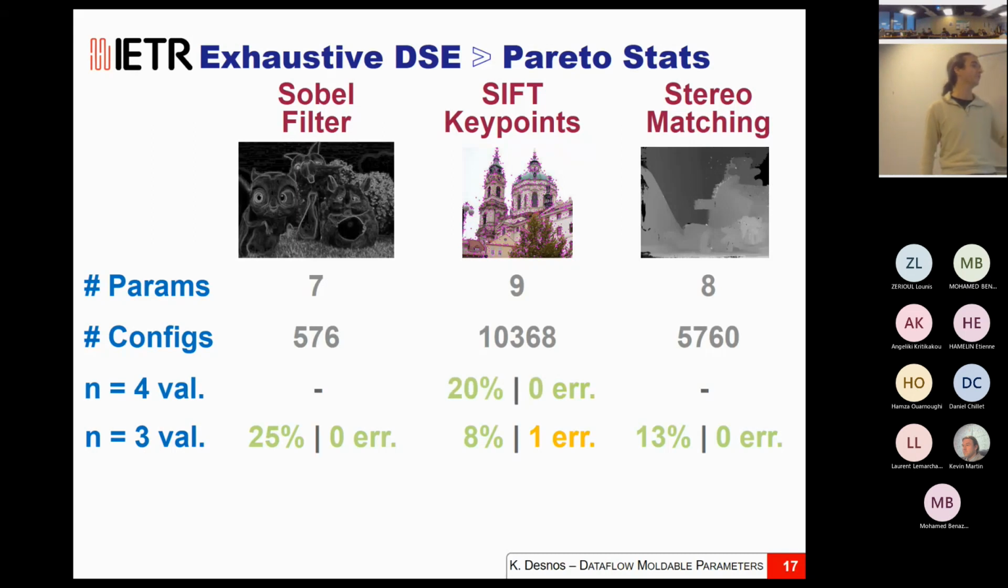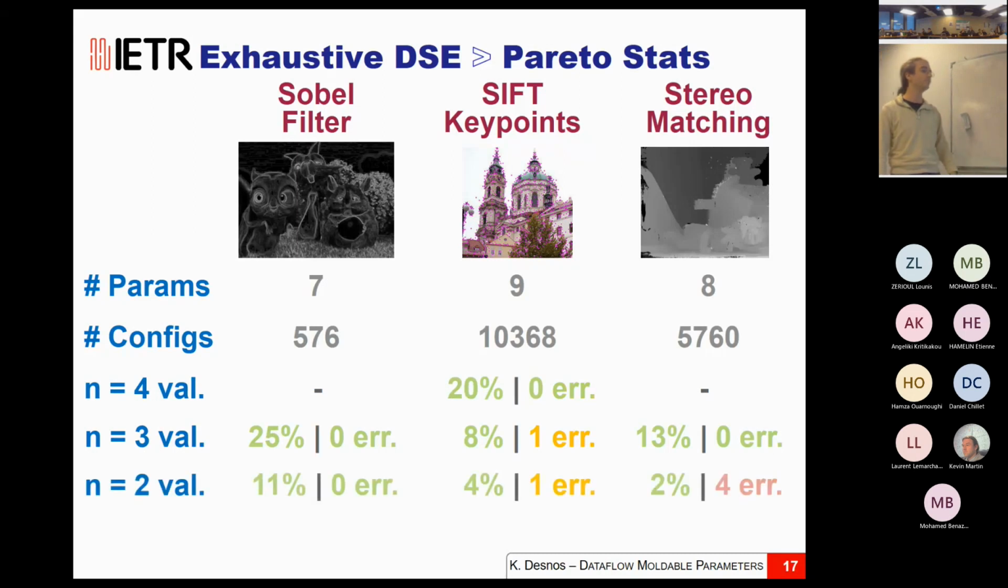If we add the 4 values for all parameters in the SIFT application, we explore 20% of all configurations, and we have 0 error. If we lower the number of points explored to 2 values per parameter, we end up with 0 error for the Sobel filter, 1 error, still the same one, for the SIFT application, and 4 errors for the stereo matching application, with only 2 and 4% of the design space explored. So this is very good news. This means that we can classify quite efficiently the impact of the parameters on the metrics when exploring a very small part of the design space.